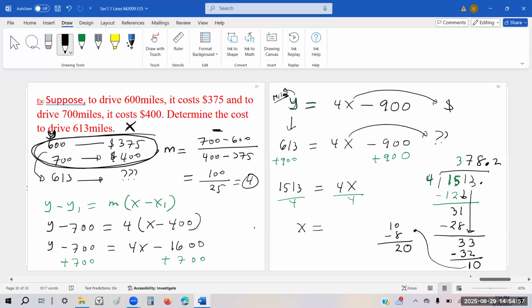So we can put another 0 here, because for money we go to the penny, right? 2 places after the decimal. So we need 1 more place after the decimal. Now 4 goes into 20 how many times? 5. And this time we have no more remainder, 0. So our X is $378.25. Does it make sense? Yeah. We have 375 and 400. Between that, we have 378. So it does make sense.